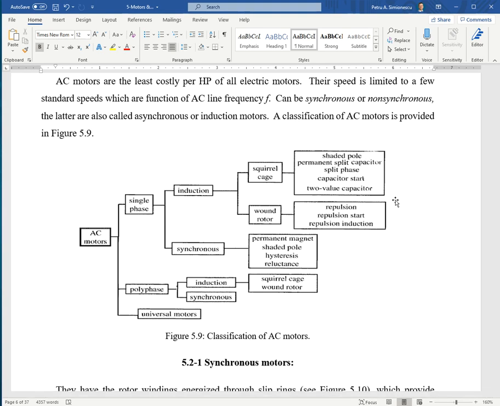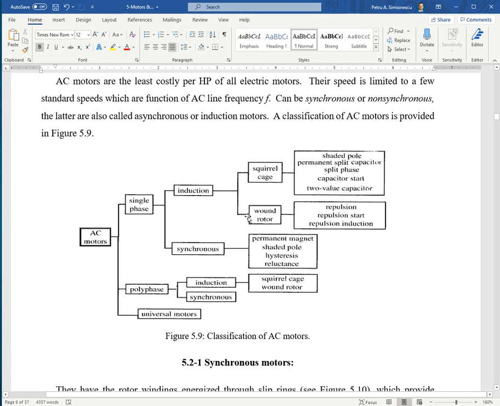It could be capacitor start, two-value capacitor, split phase. There's the shaded pole. We'll discuss them for a little bit. They use other means than a capacitor. So the split phase, but capacitor start are the most common ones. You see them with AC unit motors. They run in single phase, at least the residential ones.